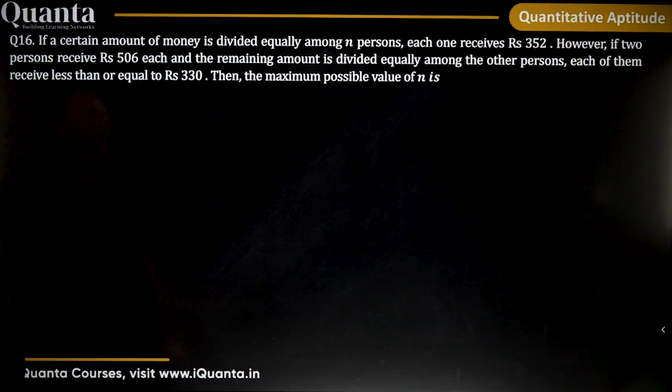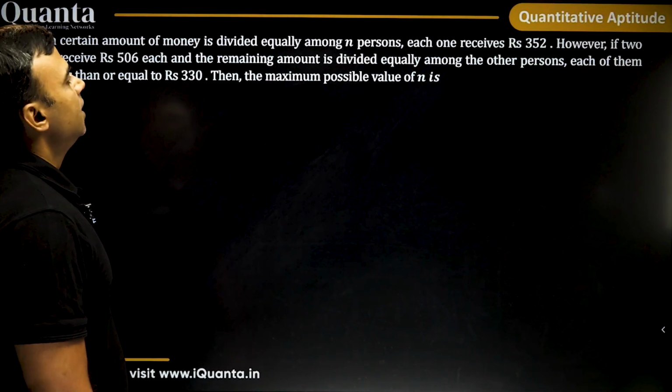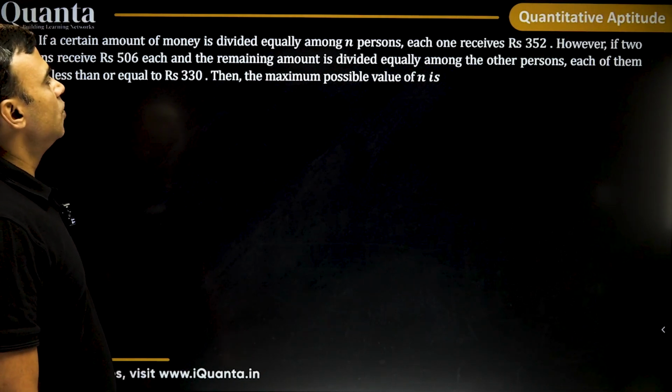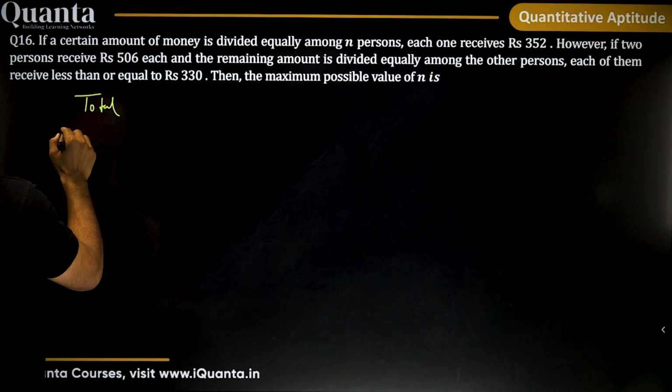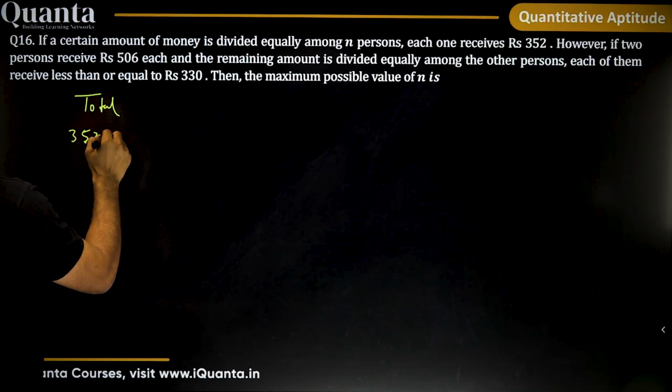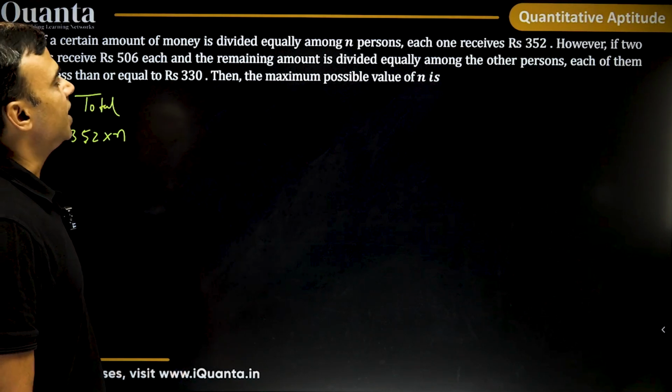This one is a simple question of averages. If a certain amount of money is divided equally among n persons, each one receives 352. So the total amount is straight away 352 into n. Right. However, if 2 persons receive 506 each and the remaining divide, okay.